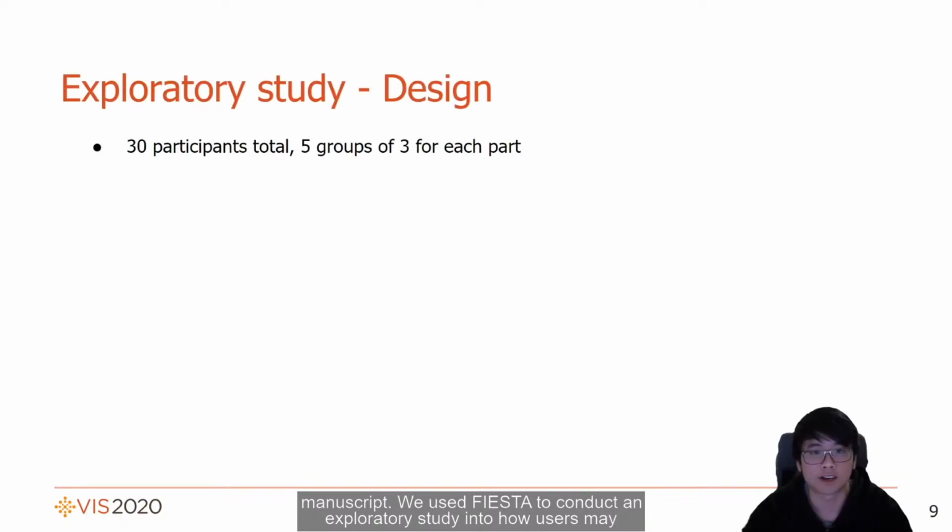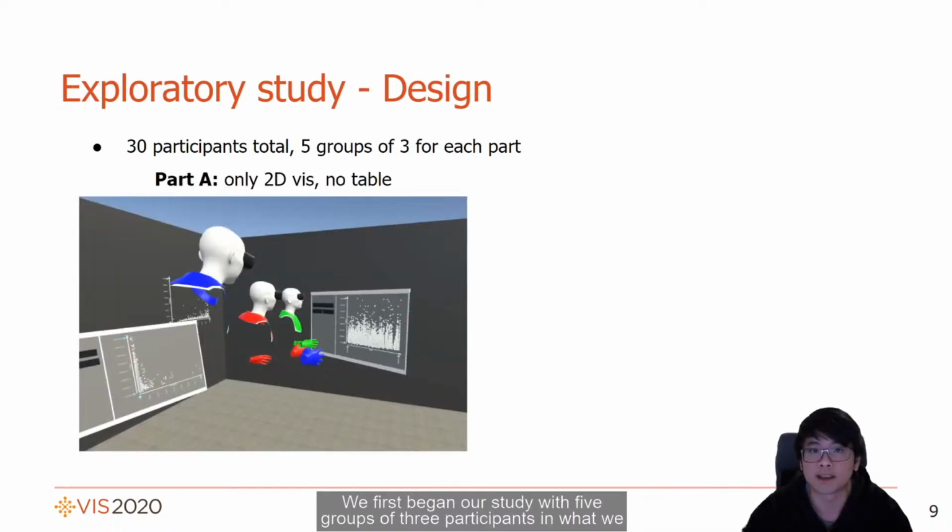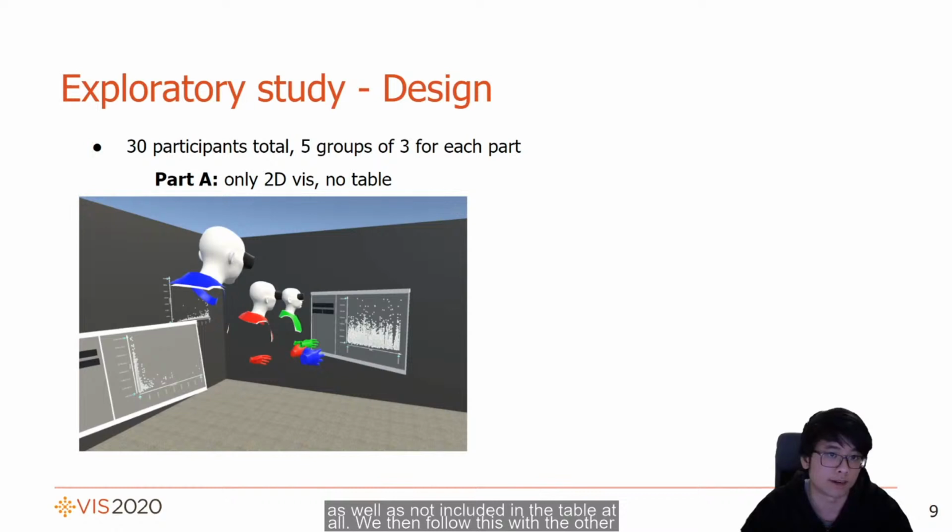We used Fiesta to conduct an exploratory study into how users may behave in a free-roaming collaborative immersive analytics environment. In total, we recruited 30 participants from our university's faculty, who are a mix of postgraduate students and academics. We first began our study with 5 groups of 3 participants in what we refer to as Part A. In Part A, we had only enabled 2D style visualizations with no option to use the Z-axis, as well as not included the table at all.